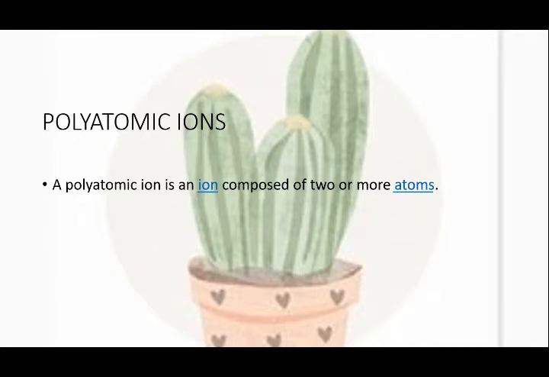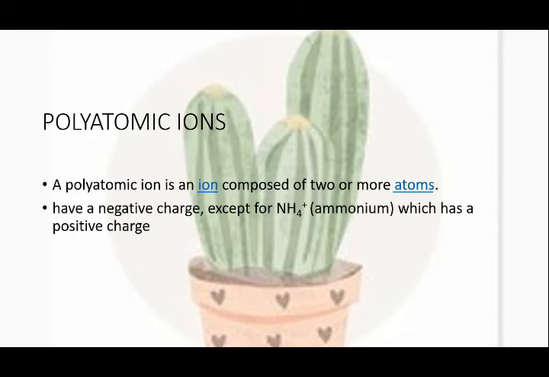For example, in CaCO3 or calcium carbonate, the carbonate ion, which is CO3 2-, is known as a polyatomic ion. Polyatomic ions have either a positive or negative electrical charge, but usually they have a negative charge, except for ammonium, NH4+, which has a positive charge.